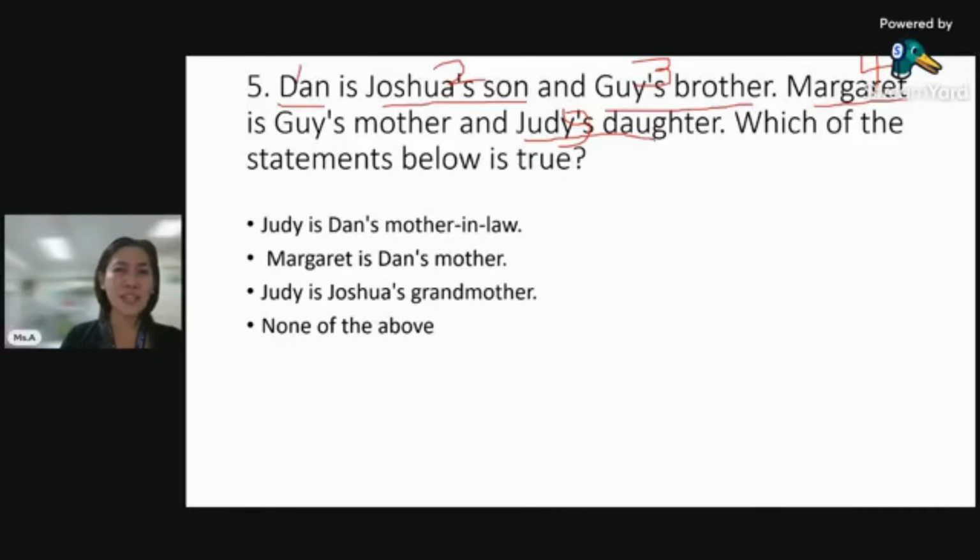Which of the statement below is true? Okay. Judy is Dan's mother-in-law. Margaret is Dan's mother. Judy is Joshua's grandmother. Or none of the above.